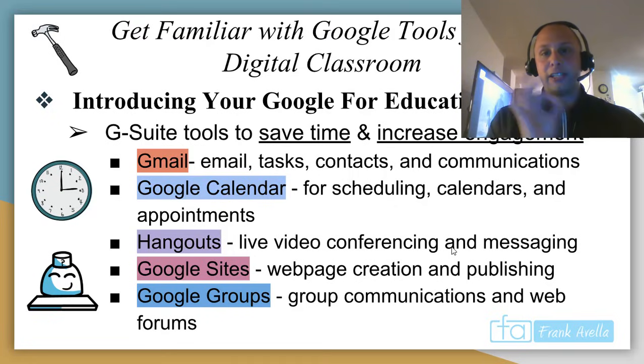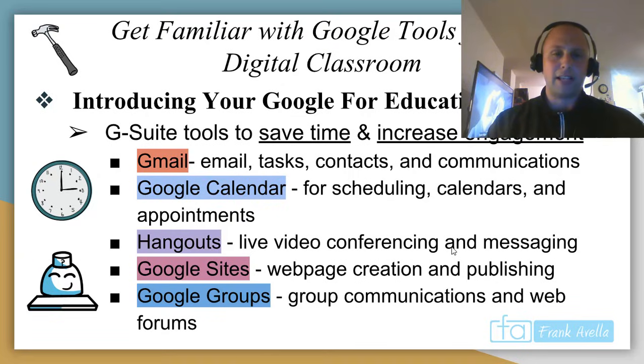These tools are here to save time and increase engagement. Gmail is going to save you time because it creates priority inboxes, all different ways to make you an efficient email reader. Unit 4. Google Calendar is great for scheduling appointments. That's going to save you time and keep you more organized. Google Hangouts is live video conferencing and messaging. They have instant messaging. With Google Sites, you can publish a website. And Google Groups is communication with a large group of people.